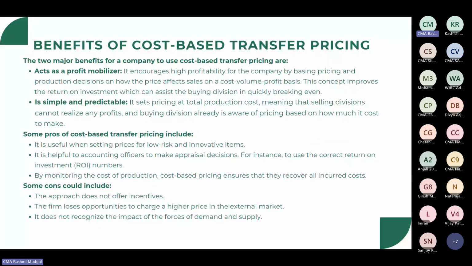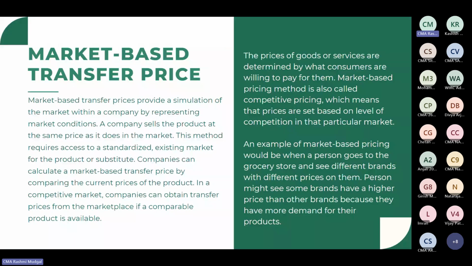Next, it does not recognize the impact of the forces of demand and supply. So firstly, they don't recognize the impact of these forces. They can't see whether there is demand or not, whether there is supply or not, but they will definitely see what my cost is. Am I going to make a profit or not? Do I need to make a profit over a bank, or over a friend? So these are the cost-based transfer pricing benefits.